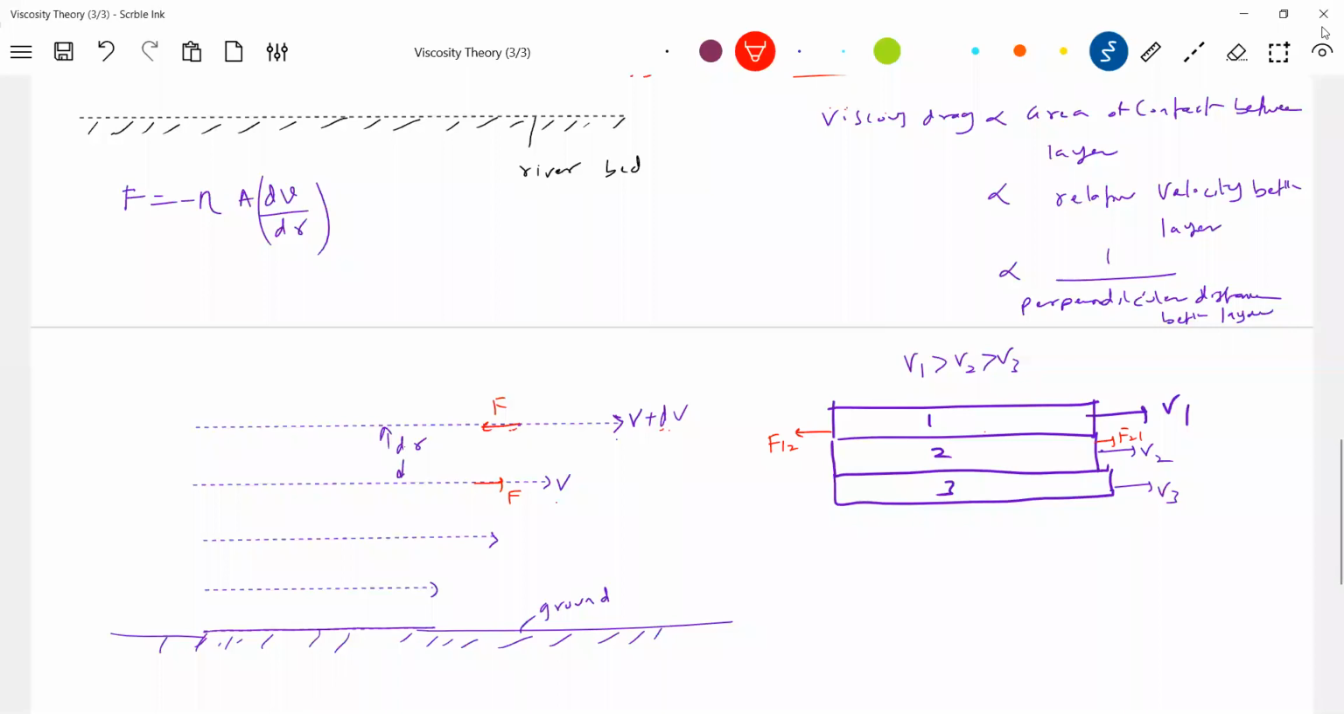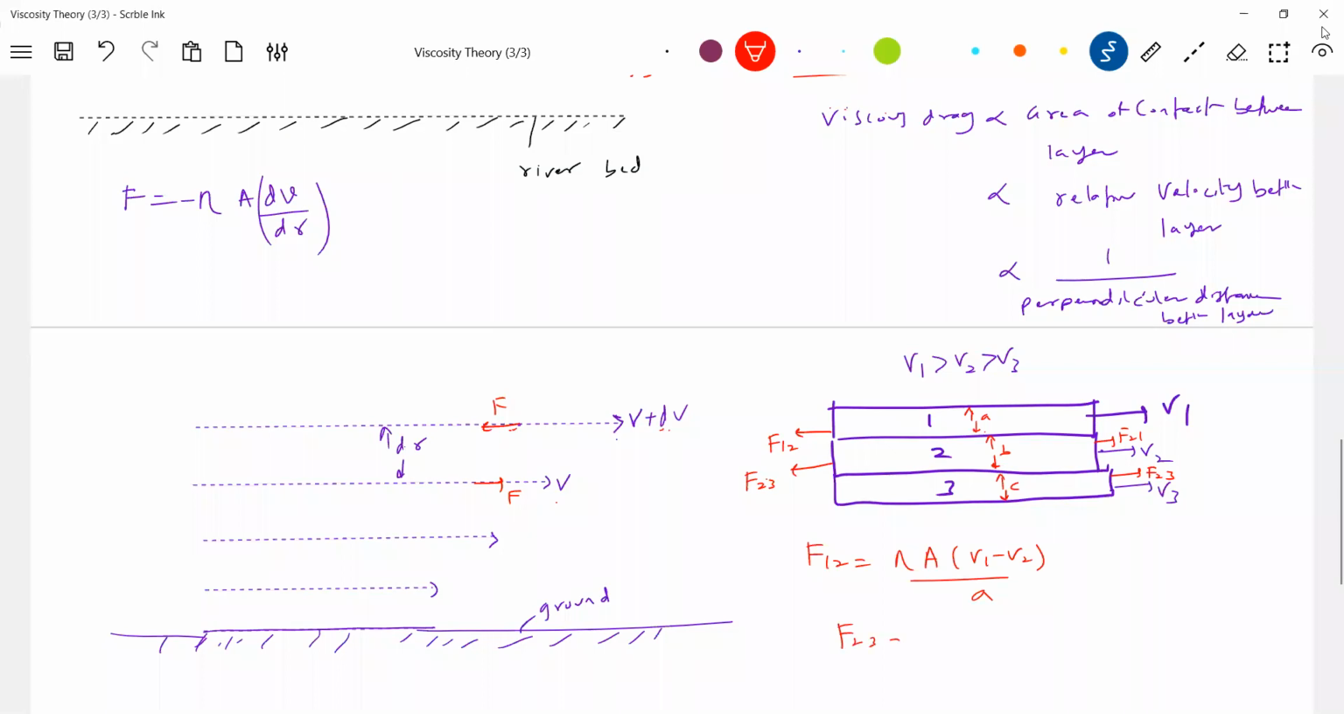Then V2 is greater than V1. So is it okay now? F21, F23, similarly here. On layer 2, you check it: F21 and F23 are both acting. Now let's say this is A, this is B, this is C. Let's write F12. What is F12? Eta, area of contact, let it be the same for both. Now what shall I write for dV? V1 minus V2 by A.